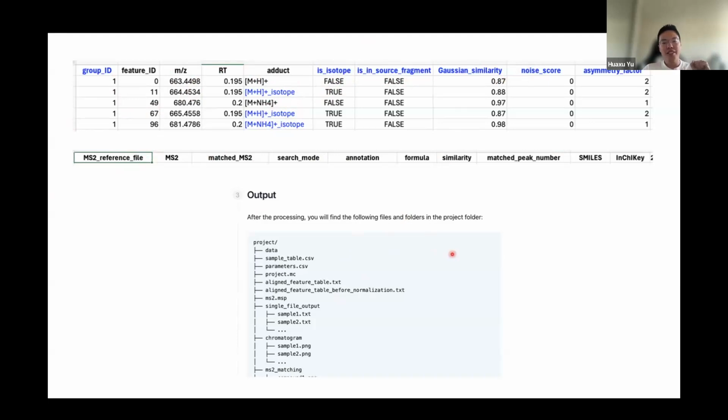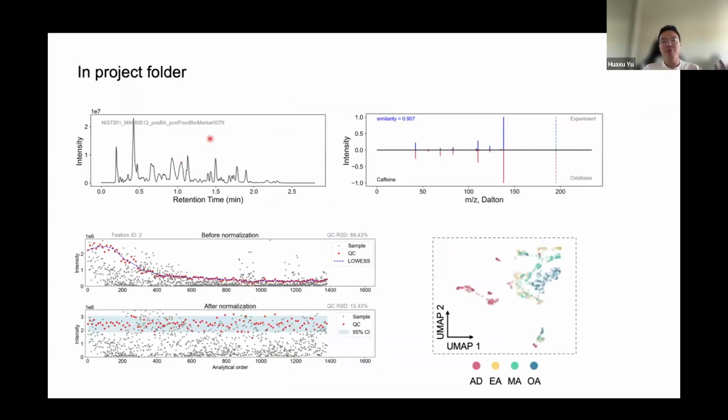So in the folder, there is all the output you will have, but some interesting plots here are: you can get a base peak chromatogram to check the data quality. You can get a mirror plot for spectral matching. You can get this plot to check the signal normalization result for signal drift correction, and this UMAP to overview the difference between your sample groups.